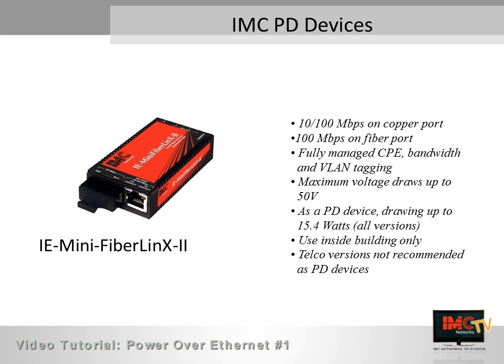The second model of IMC PD devices is the IE Mini FiberLinks 2. It's also a 10-100 copper to 100 full duplex fiber converter. However, it's a fully managed device if desired. As a CPE, you can assign bandwidth, do VLAN tagging, and a host of other configurations. As a PD device, it's going to draw a Type 1 of up to 15.4 watts. This product is also available in telco versions, and the telco versions cannot be recommended to be PD devices.